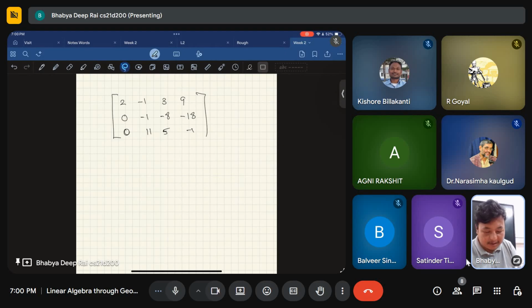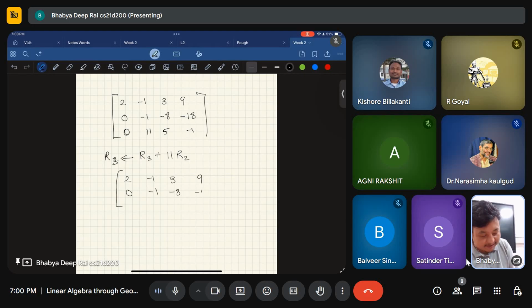This is what I have now. Now, what do I want to do? I want to finally convert this to a 0. How do I do that? In R3, I'll do R3 plus 11 R2. This will achieve it, right? Because what I will get is 0, minus 1, minus 8, minus 18.